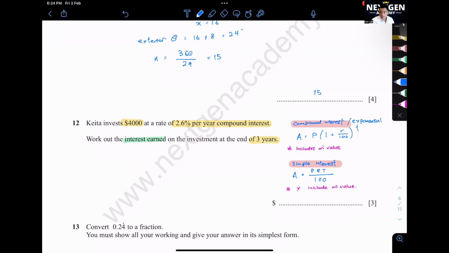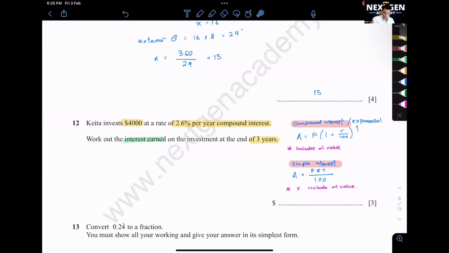One is following a simple interest calculation. One is following a compound interest calculation. But the A value, one of it will include the original value. That means if I invest, let's say 100 ringgit, or $100, for compound interest it will include the $100 inside the final value. For simple interest, it won't include the original value. So if they ask you, it depends on what the question is asking.